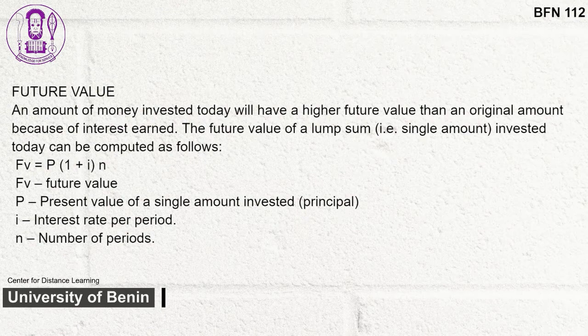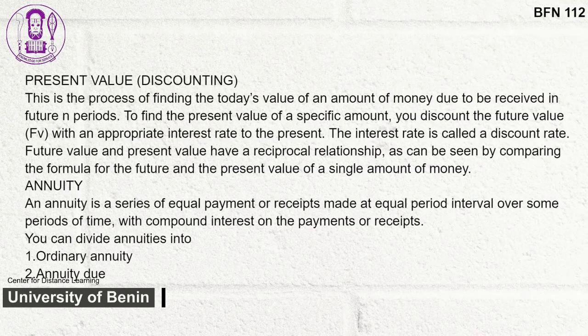N, number of periods. Present value, discounting. This is the process of finding today's value of an amount of money due to be received in future N periods. To find the present value of a specific amount, you discount the future value, FV, with an appropriate interest rate to the present. The interest rate is called a discount rate. Future value and present value have a reciprocal relationship, as can be seen by comparing the formula for the future and the present value of a single amount of money.